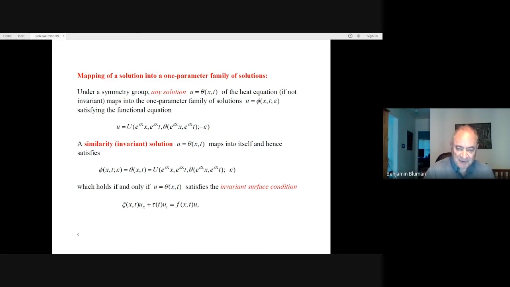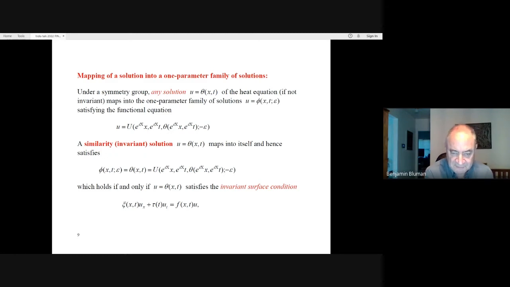A similarity or invariant solution, u equals theta of x and t, maps into itself. And hence, it satisfies that the u on the left side of that equation, that is the phi of x, t and epsilon, is theta of x and t itself. And then one can show that this holds if and only if u equals theta of x and t satisfies the invariant surface condition. See, the important thing is with Lie groups, everything goes down to infinitesimal generators. They contain all the information. That's what's behind this. So therefore, you get an invariant surface condition expressed in terms of the infinitesimals.